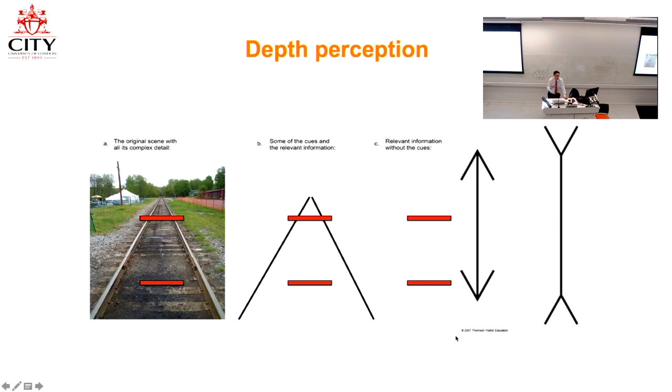So our brain is used to natural images. If you see this in a natural environment, this is definitely bigger than this one. And these two lines are exactly the same size, but because of the convergence and divergence lines on top, you see them as different, and you see this one as smaller than this one, but these two are exactly the same size.